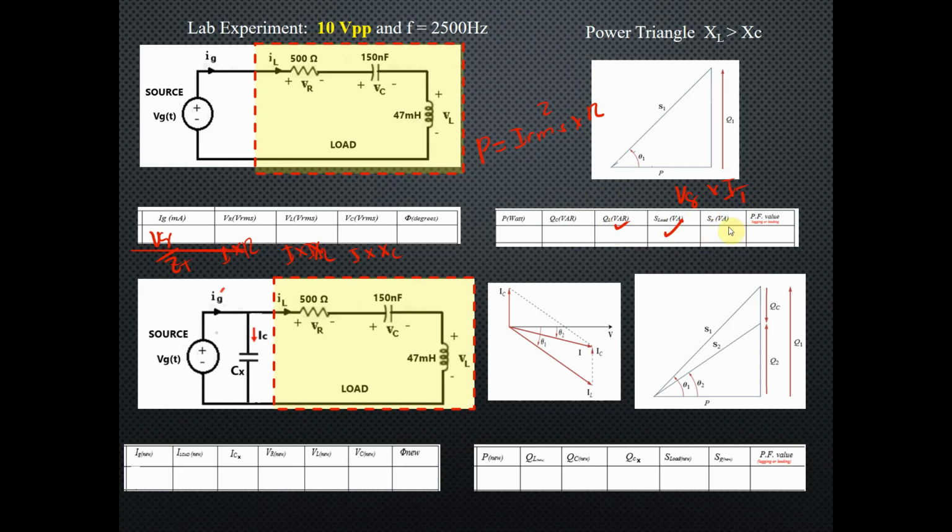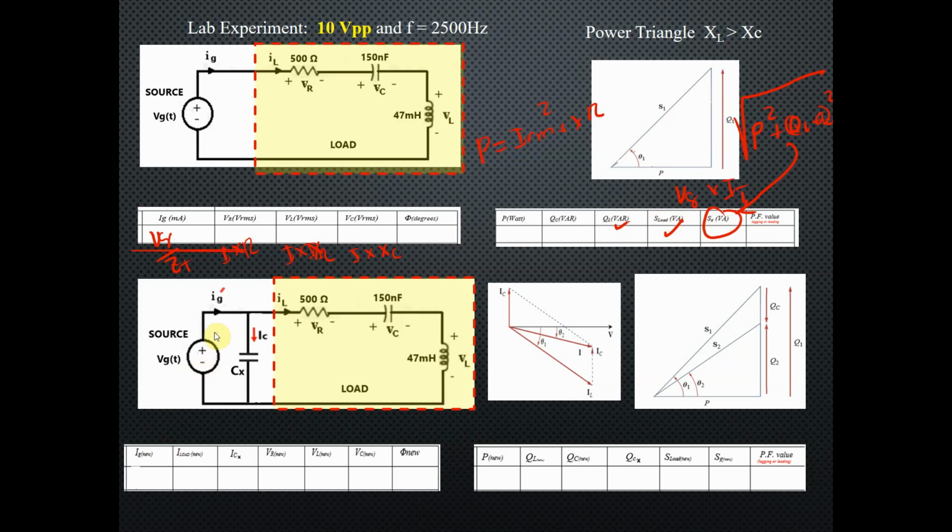SG here, you can calculate SG is equal to the square root of P squared plus QL minus QC squared. This is equivalent to SG of the load, right? Sorry, SG of the load, this one. This is SG of the source. The power factor is the cosine of 32.13.